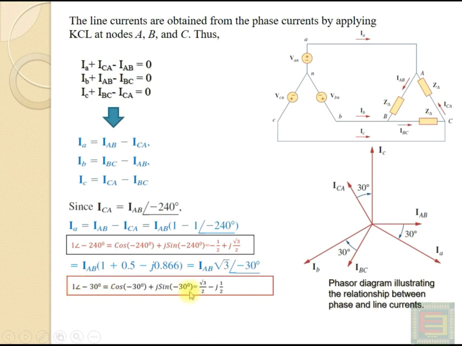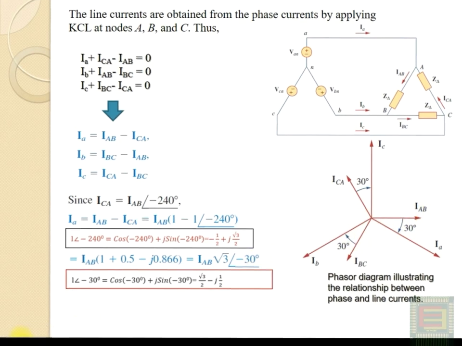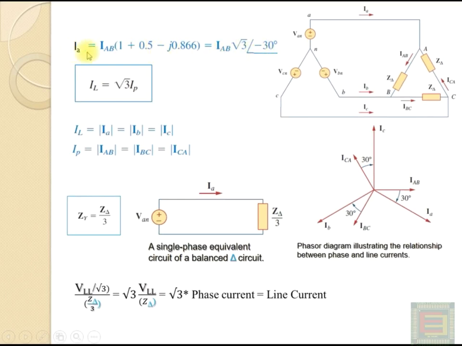So, if you substitute this relation here, you get the line current IA is equal to the phase current IAB into root 3. That is the magnitude of the line current, and it's making an angle of minus 30 degrees with respect to the reference phasor. That means it is lagging with respect to IAB by an angle of 30 degrees. So, this is the relation we have obtained. The line current IA is equal to root 3 into IAB, the phase current.